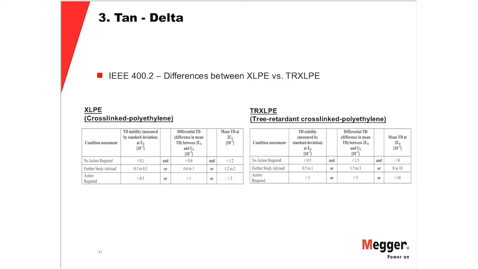If you compare these factors now with the water tree retardant cross-linked polyethylene, you will see that those values are significantly higher. So also here, when performing tan delta measurements, you have to consider the type of insulation you are measuring. Instead of 0.1 as tan delta value at U0, here below 0.5 is considered good. Further study is advised if your value is between 0.5 and 1. And last but not least, if your value is above 1, there is an action required.